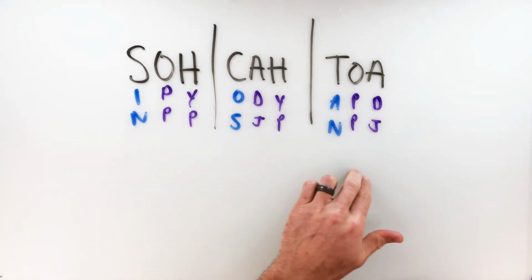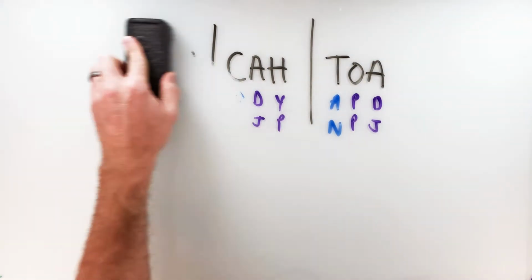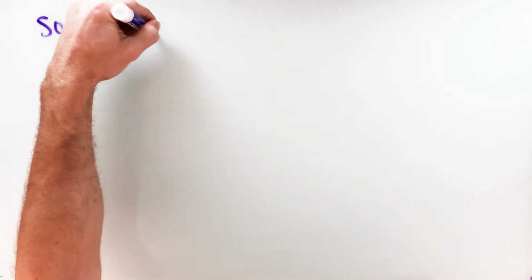Okay, so I'm going to take this little mnemonic and write it up on the side so we have it there to use. So SOH CAH TOA, keep that in mind. Let's just write it up here. Okay, so let's get some examples.